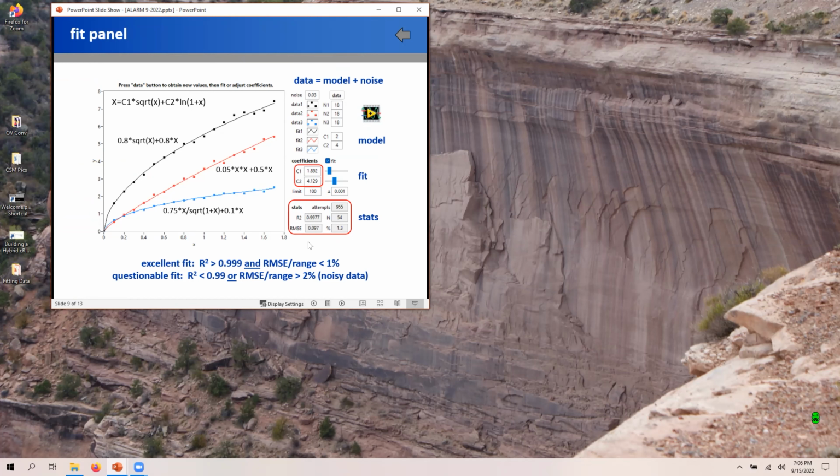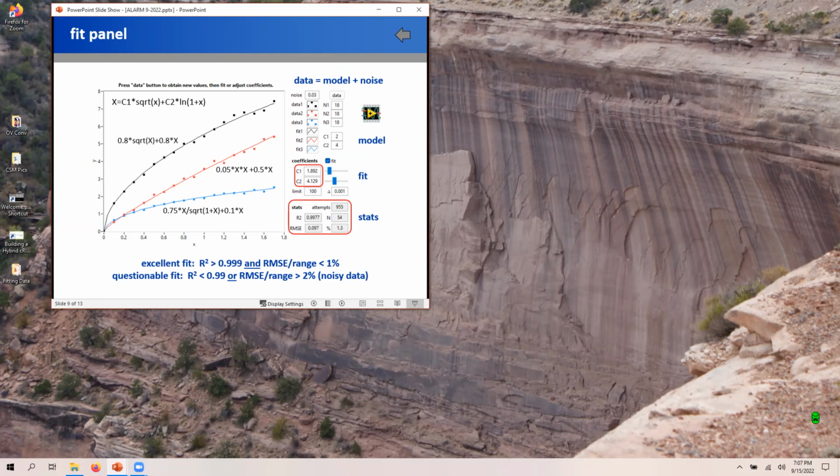So as long as we're clear on that, that's the root mean squared error. The range here is like 0 to 7 roughly. So dividing this by 7, I get about 1.3%. Just as a ballpark, I consider an excellent fit 3 nines, full scale percent less than 1%. So I'm not quite there in this fit. Questionable fits to me are less than 2 nines, or greater than 2% full scale.